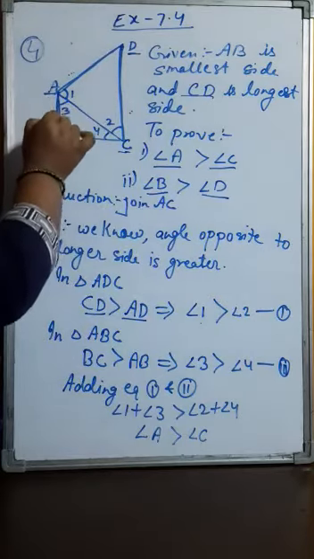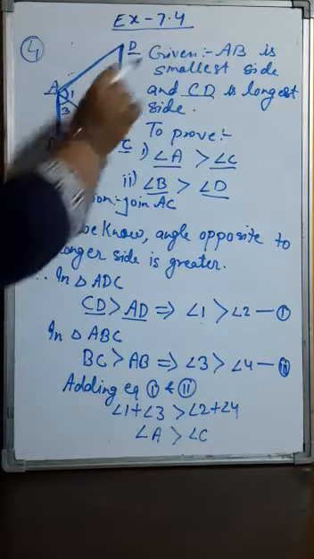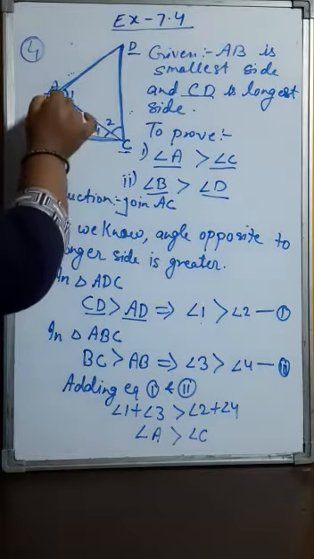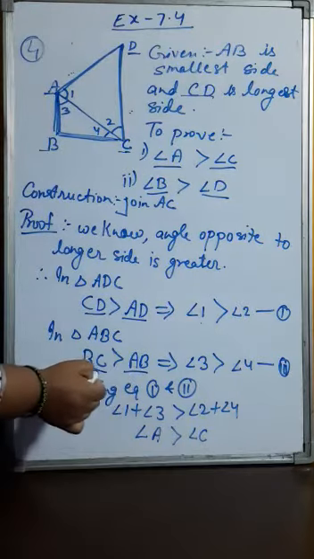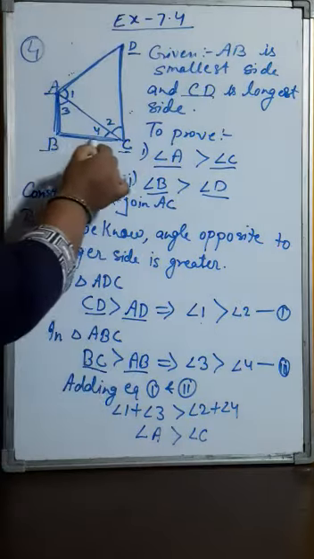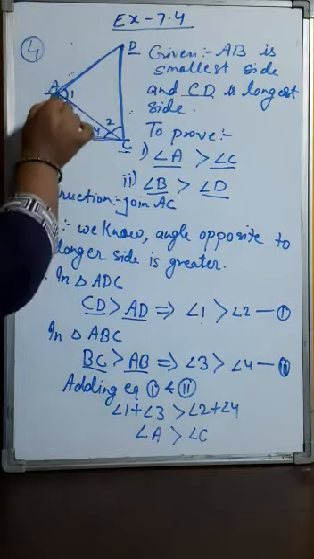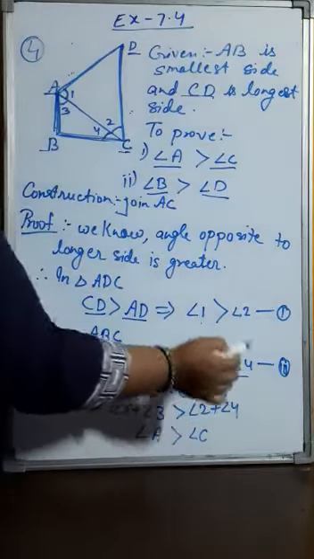Similarly, in triangle ABC, AB is the shortest side. This is given in the question. So definitely BC is greater than AB, which I wrote here. So the angle opposite to BC, which is angle 3, will be greater than the angle opposite to AB, which is angle 4. So I wrote here, angle 3 greater than angle 4.